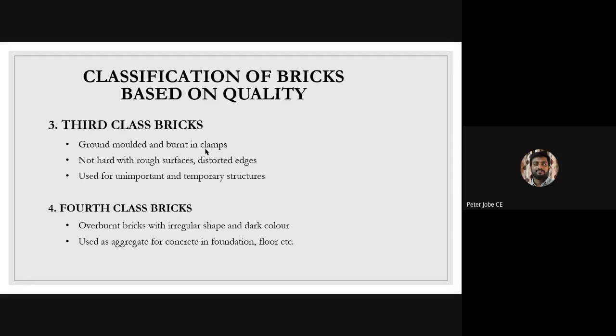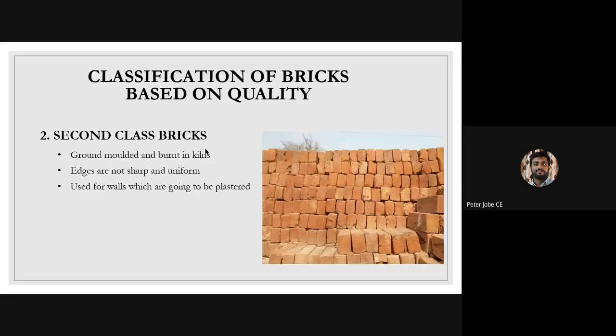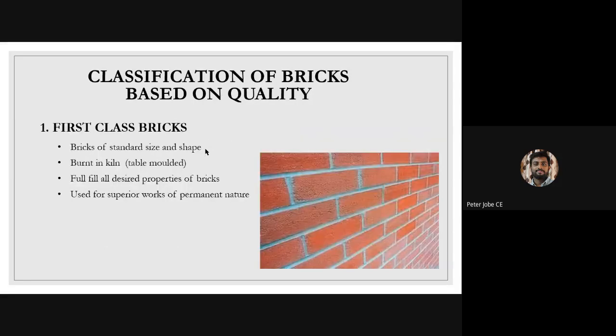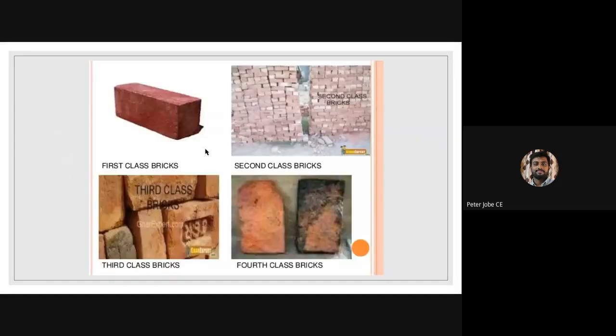So this is actually the 4 class bricks. There are 4 different classes of bricks that we have discussed: first class bricks, second class bricks, third class, and fourth class. So you can see the images of all these bricks. This is actually the first class bricks. As we have discussed, you can see how the color is so uniform for that brick, and how the edges are sharp, and even the corners are not distorted. It has a proper and regular shape.